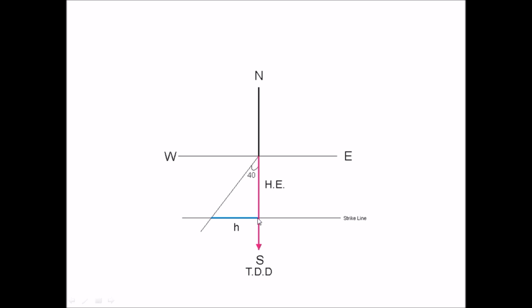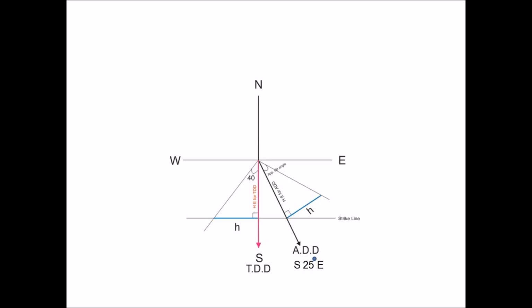Now we have to reconstruct the right angle triangle. So we know that the amount of true dip is 40 degrees, so we make a line here, and wherever this line cuts the strike line, this gives us the h, and h, as we know, is perpendicular to the HE. So this is the HE for the true dip direction, and this is the right angle triangle, and you have the h. So we have reconstructed the right angle triangle for the true dip direction.